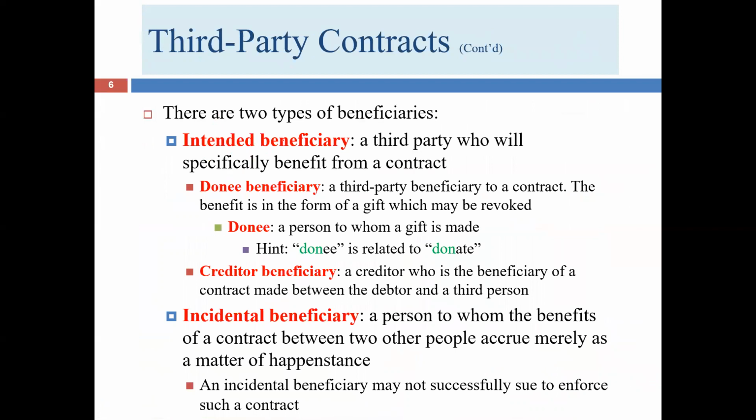Now, within the universe of intended beneficiaries, we like to think of them having two subcategories. We have a donee beneficiary and we have a creditor beneficiary. So let's consider what a donee beneficiary is. This is a third-party beneficiary to a contract, right? So we already knew that. That relates to the beneficiary part. The benefit is in the form of a gift, which may be, in some cases, revoked. So here, we can see again, we have the beginning of the word donate. Again, that reminds us of gift, right? So that can help us make that connection. So a donee is the person to whom a gift is made.